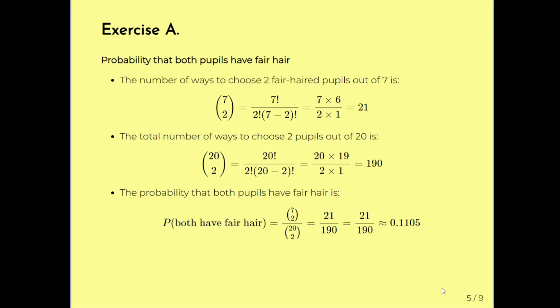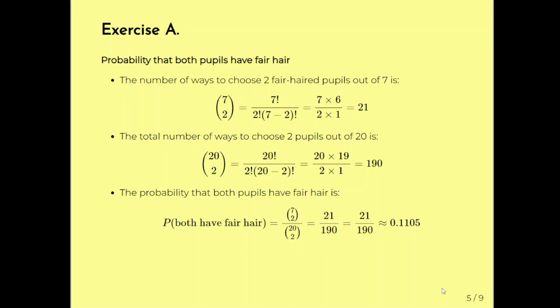The total number of ways to choose 2 pupils out of 20 is 20 choose 2. Here n is 20 and k is equal to 2. 20 factorial divided by 2 factorial times 20 minus 2 factorial, which is 18 factorial. Again, 20 factorial divided by 18 factorial gives us 20 times 19. So 20 times 19 divided by 2 times 1 is 190. By the way, this is a counting problem so far. Essentially this marks the transition from a counting problem to a probability problem.